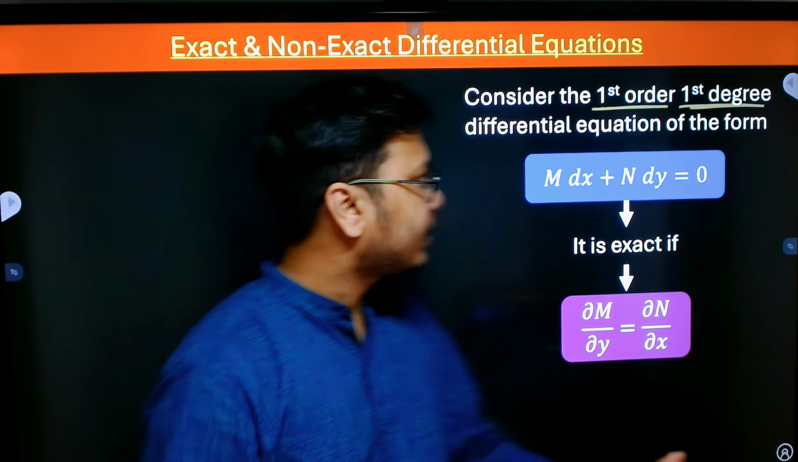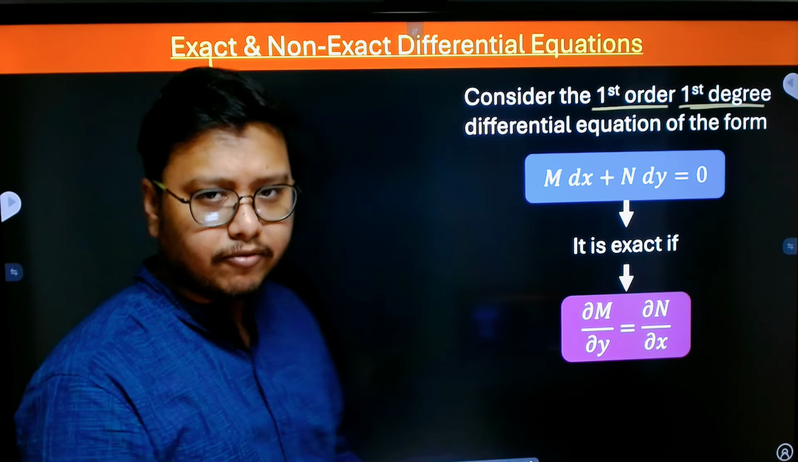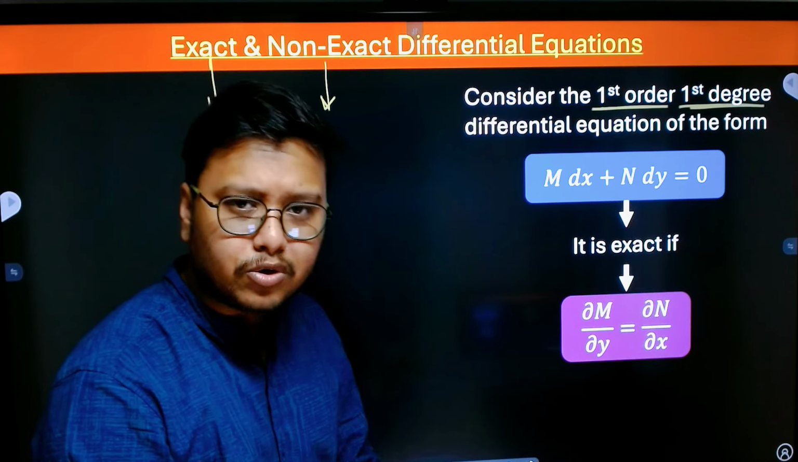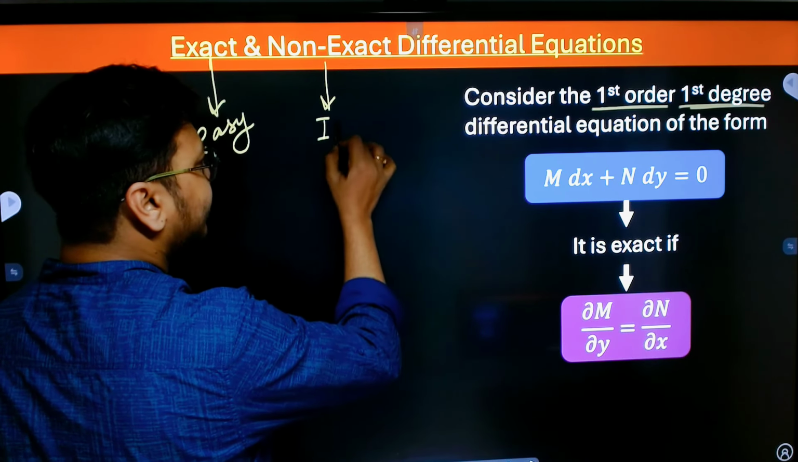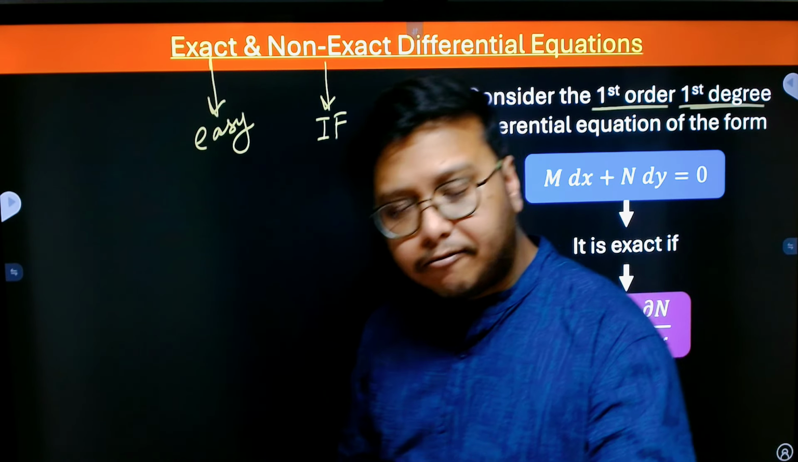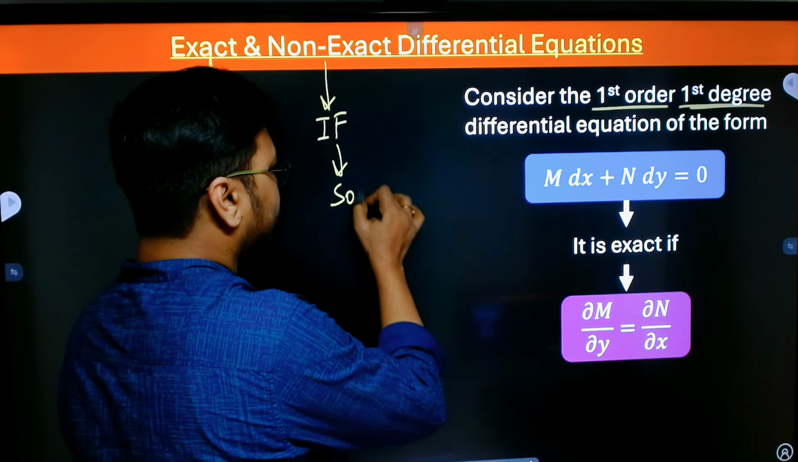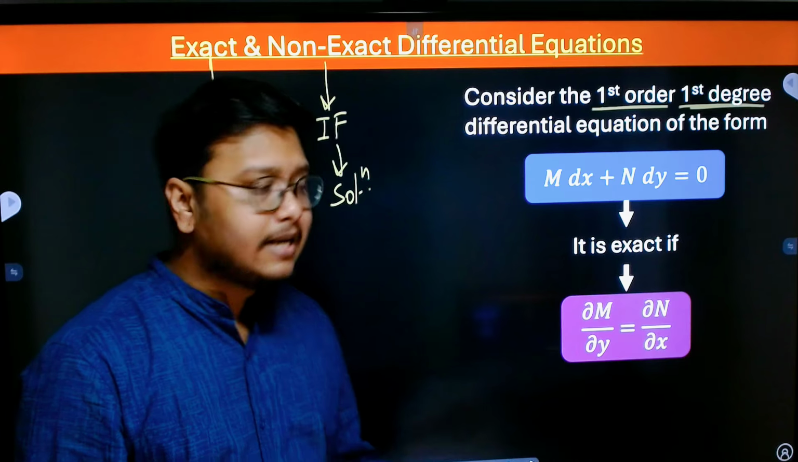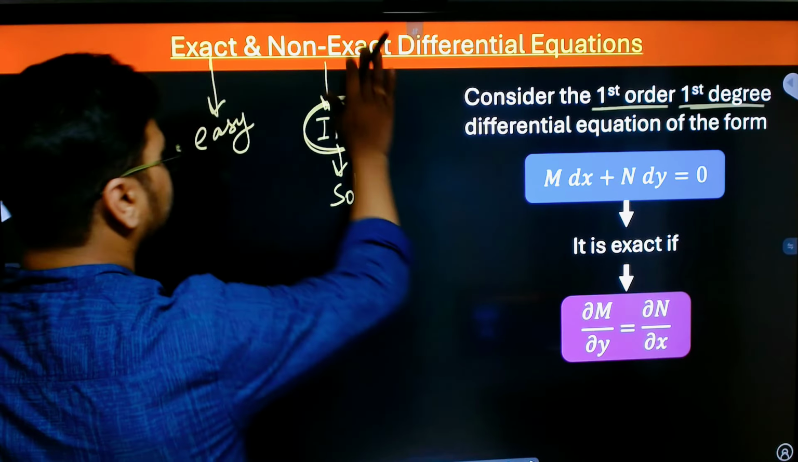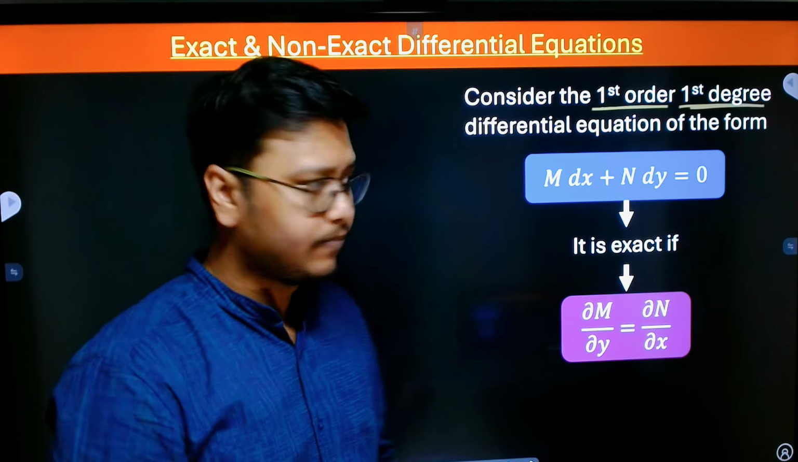If the differential equation is exact, then the solution would be much easier. It's a direct process. If the differential equation is non-exact, then it's not so directly easy. It involves an integrating factor, which we write in short as IF. After finding the integrating factor and using it in the question, we can reach our solution. So we don't reach the solution directly. There is an intermediate step of finding the integrating factor. Alright, so let's discuss this in detail. So first let's talk about exact differential equations. What is the meaning of an exact differential equation?